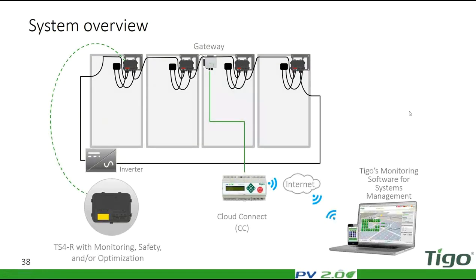If we look at the system diagram, we have all of our modules. In this case, they're equipped with safety capabilities. So every module is connected to a TS4 retrofit safety unit. And all these units are communicating wirelessly to the gateway. The gateway is hardwired to the Cloud Connect. And then the Cloud Connect can sit wherever. Typically, it sits next to the inverter. It communicates to the internet, and then from the internet you get the monitoring interface.